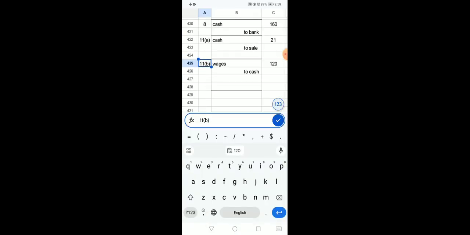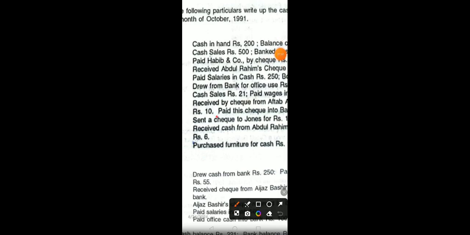Now let's see what is next for us, and that is the 13th entry. What is the 13th entry saying? First we will mention the date, 13, and now let's see. Received by check from Aftab Ahmed 360 and discount of rupees 10, and paid this check into the bank. So there are three aspects.